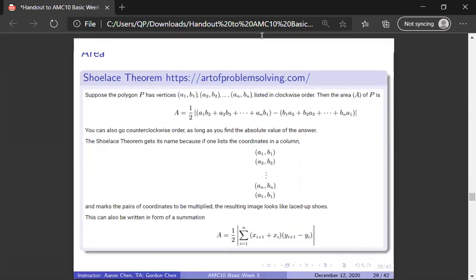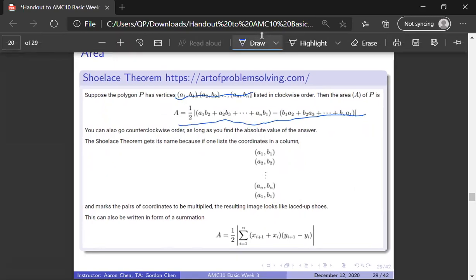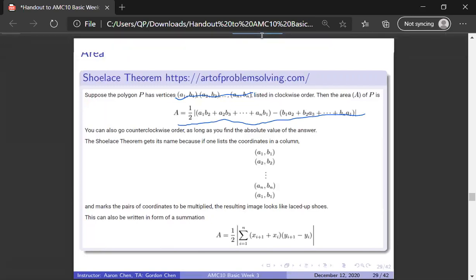Now, the shoelace formula. This works for the area of any polygon with n vertices. So if the polygon has these vertices, then the area is just this. And you can always go in counterclockwise order, but that's unimportant because you're finding the absolute value.